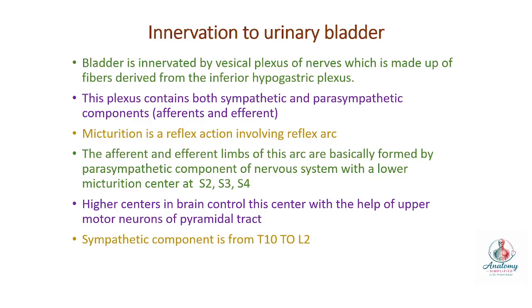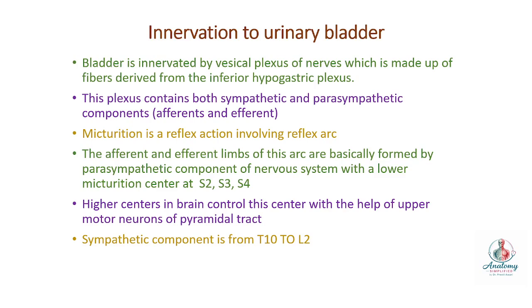Now, what is there in this plexus? This plexus is made up of two components of the autonomic nervous system, sympathetic and parasympathetic, having both afferent and efferent components. Afferent means sensory fibers, efferent means motor fibers. These fibers control micturition. Micturition is a reflex action involving a reflex arc. The afferent and efferent limbs of this arc are basically formed by the parasympathetic component of the nervous system, with a lower micturition center at sacral spinal segments 2, 3, 4.